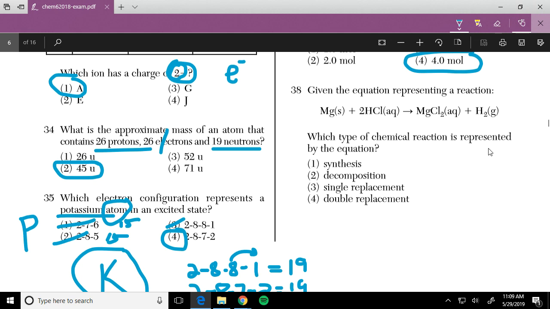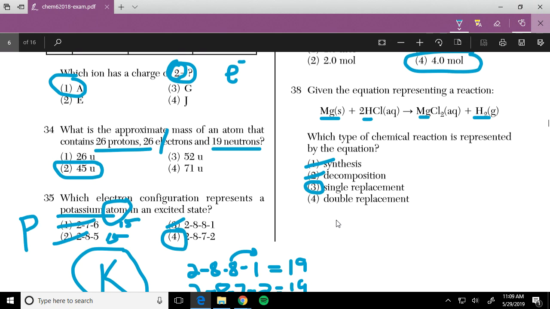Which type of chemical reaction is represented by this equation? Well, I have an Mg, single element, and a compound. And then, oh, look, the Mg is over here, and didn't it switch with the H? I have one element switching out. That's the definition of single replacement. It's not a synthesis. Synthesis is 2 things forming one thing. I definitely don't have one thing at the other side. Decomposition is 1 thing breaking apart into 2 things.